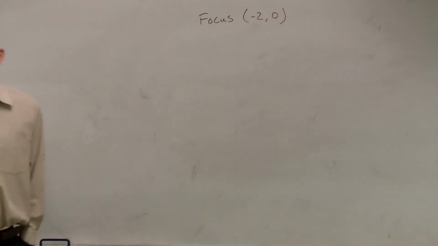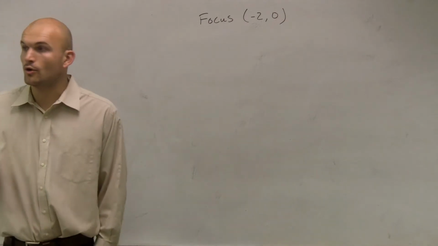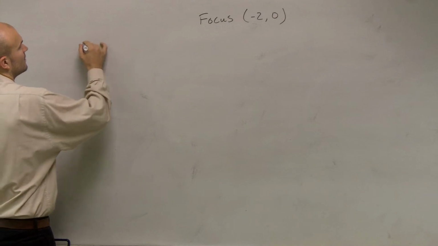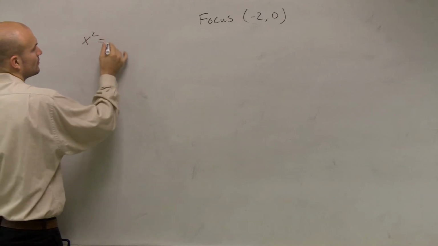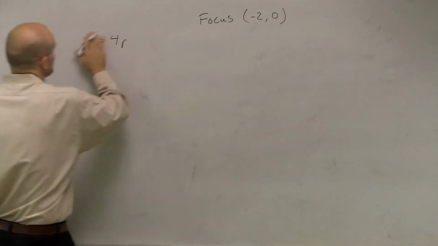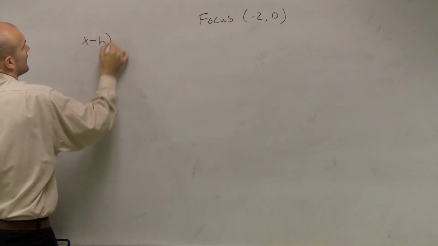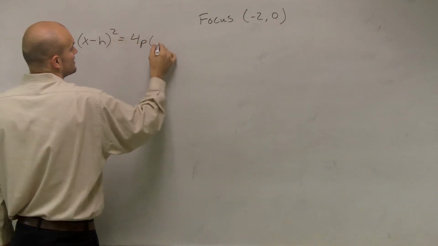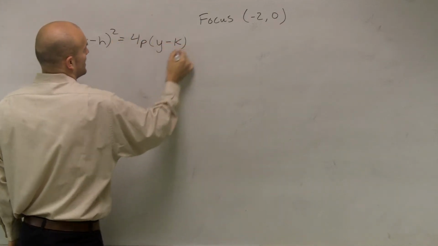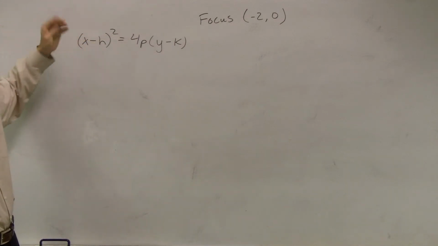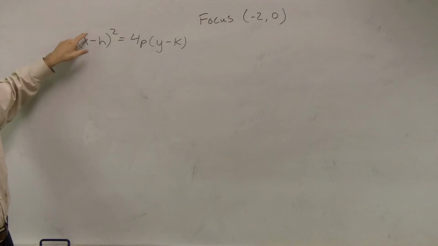If we're dealing with a parabola that's going to open up or down, then we're going to have (x minus h) squared equals 4 times p times (y minus k). Alright? And the reason I can remember that this is the one when a parabola opens up or down is because my x is squared.